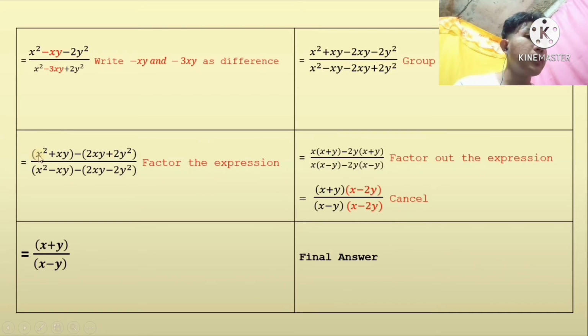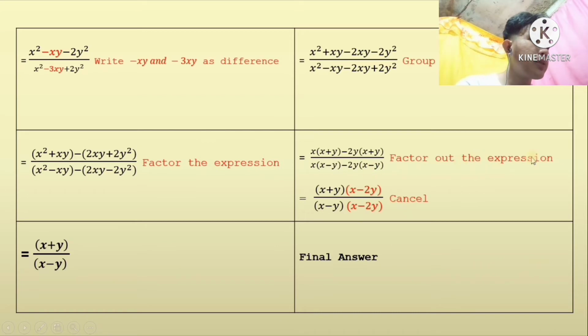So the factor of x squared plus xy will be x times x plus y. Then the factor of 2xy plus 2y squared will be 2y times x plus y. Then in our denominator, the factor of x squared minus xy will be x times x minus y. Then 2xy minus 2y squared, the factor is 2y times x minus y.